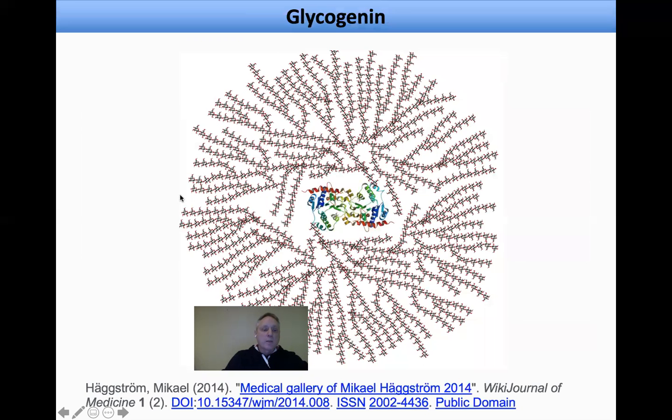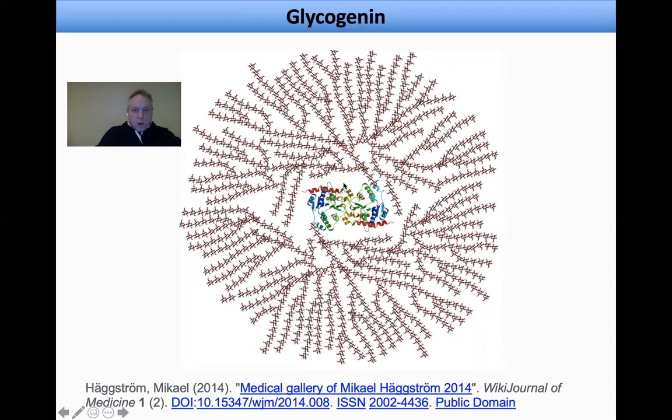Here's what it looks like. So here's glycogenin as a protein. And what you can do is you can covalently attach onto this protein a bunch of glucose entities, and you start branching them, and you get a really beautiful looking molecule here.